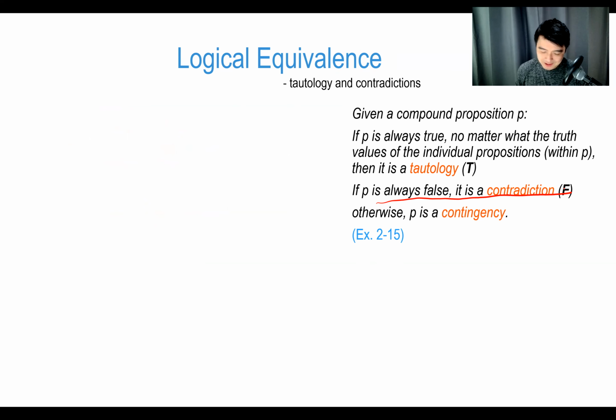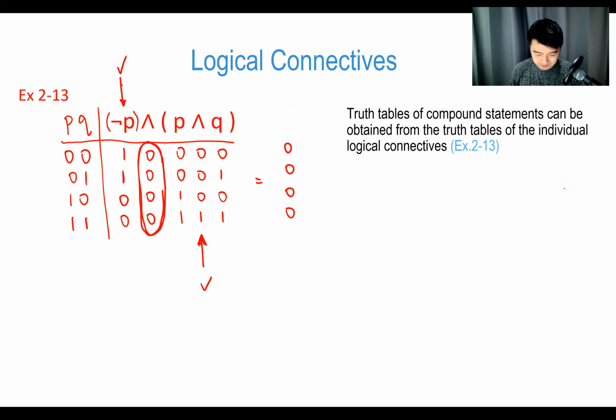So a contradiction is a statement that is always false. So the statement, today is Thursday and today is not Thursday, is always a false statement. Now, what about or? What if I said today is Thursday or today is not Thursday?